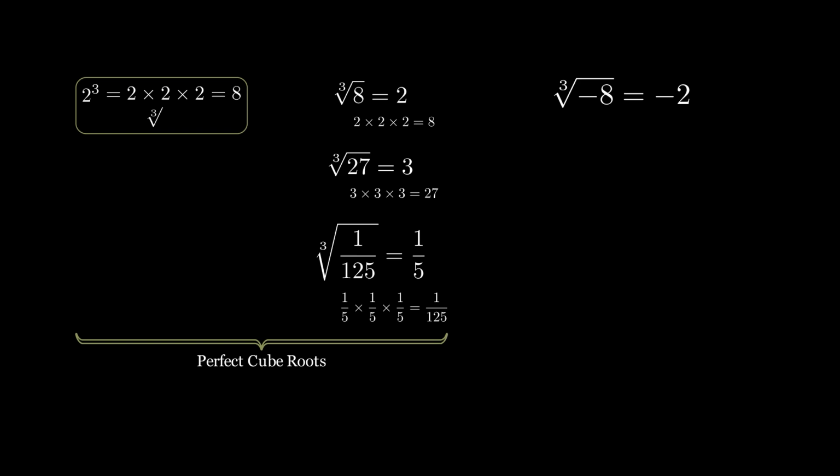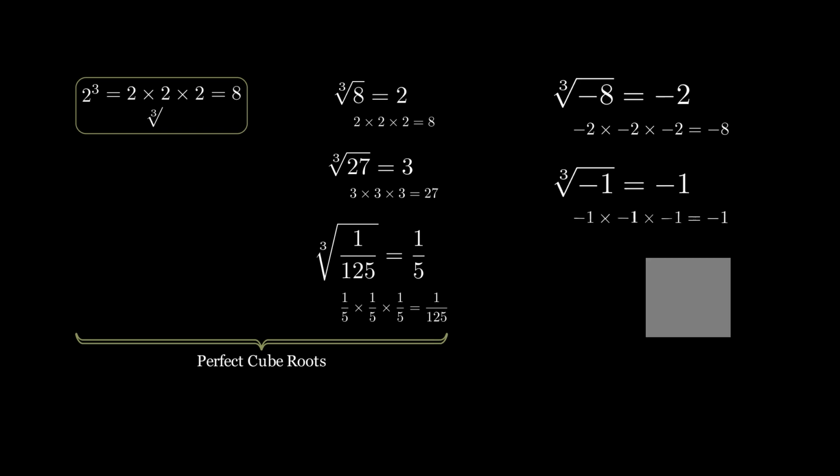The cube root of negative 8 is negative 2 because negative 2 times negative 2 times negative 2 equals negative 8. Similarly, the cube root of negative 1 is negative 1, because if we multiply negative 1 by itself twice, we get negative 1. Next, we have the cube root of negative 8 over 7.